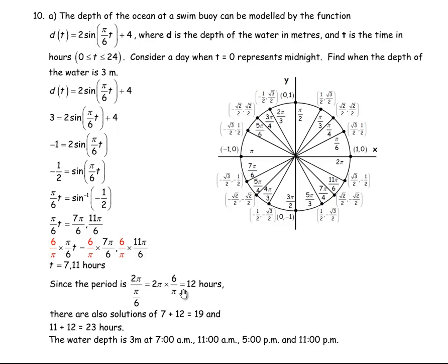So to find if there are other times within this day that the depth is also 3 meters, we would add 12 hours to each of these, because that takes you basically from one period into the same spot in the next period. So if you add 12 to 7, you get 19. If you add 12 to 11, you get 23. So there's actually 4 different times: at 7 hours, 11 hours, 19 hours, and 23 hours. If you want to go in military time, 700, 1100, 1900, and 2300 hours, or 7 a.m., 11 a.m., the 1900 would be 7 p.m., and the 23 hours would be 11 o'clock at night, 11 p.m. So there actually are 4 different times.